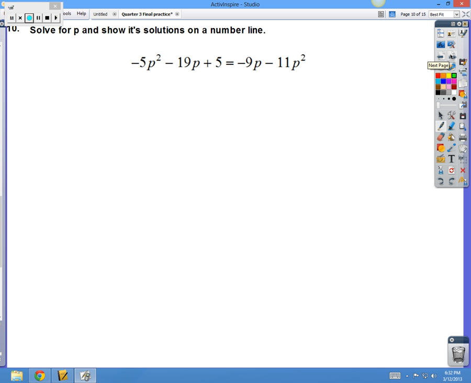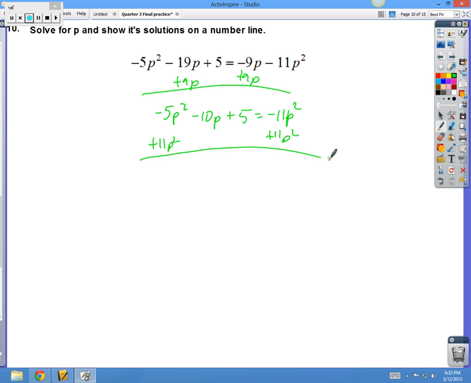Solve for p. Show its solutions on a number line. Okay, get everything on the exact same side. So I'm going to add 9p. So I got negative 5p squared minus 10p plus 5 equals negative 11p squared. Add 11p squared, add 11p squared. And now if I total everything up, I should have 6p squared, a negative 10p, and a plus 5.